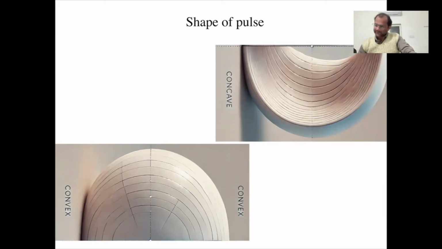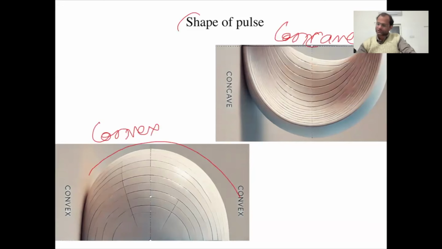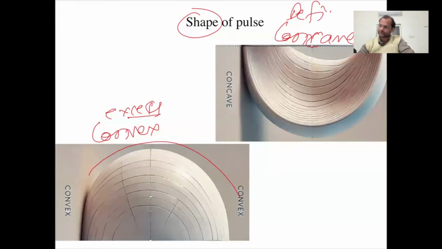So, convex and concave. This is the shape of pulse. So this is the excessive condition and this is the deficient condition.